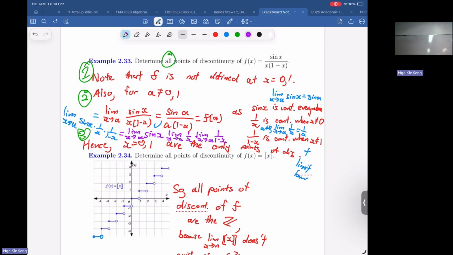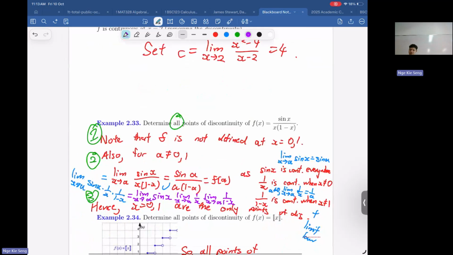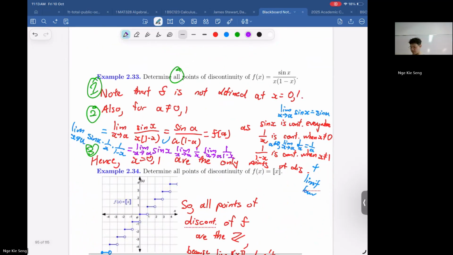In the exam, as long as you can write until this stage, we know what is happening. For your own understanding, if you still don't know why, for example, 1 over x is continuous where x is not equal to 0, you should show it. Do it as an example, like how we did for all the functions before.